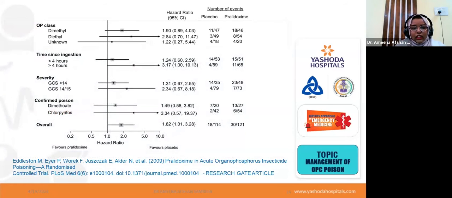So this is a chart showing that, based upon the time, if we give oximes within a few hours, they have much more effect. Whereas as the time passes, they are coming into more hazard ratio. There is more harm than benefit while giving these oximes. So time is very important. As you can see, for those patients given less than 4 hours, it is beneficial. And where it has been given more than 4 hours, it is not showing so much benefit. It is showing more harm.